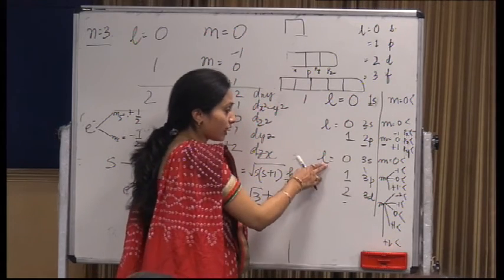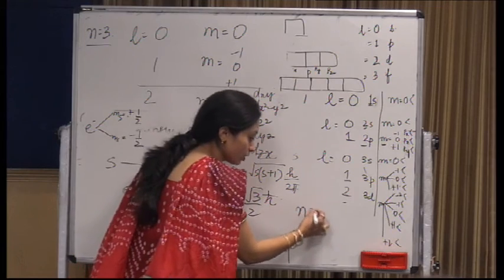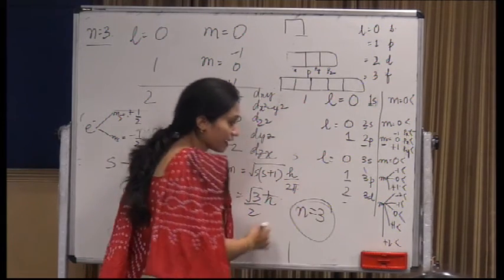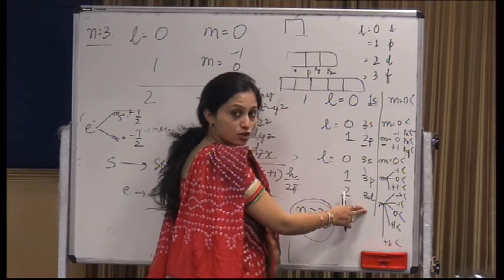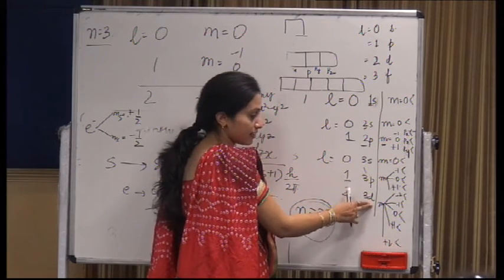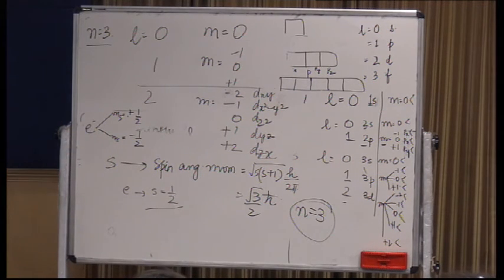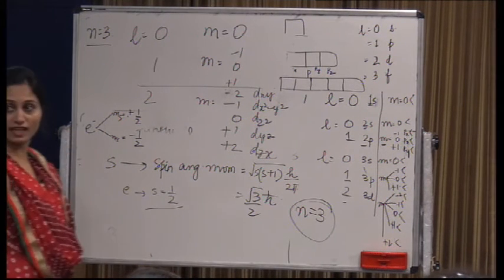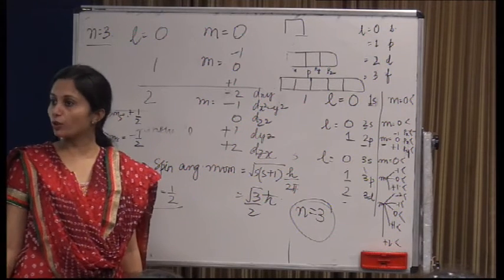So if I am talking about the total number of electrons associated with n equal to 3, how can you find out? You will have 3s, 3p and 3d. So it will be 2 plus 6 plus 10, that is 18 electrons. You all know this?